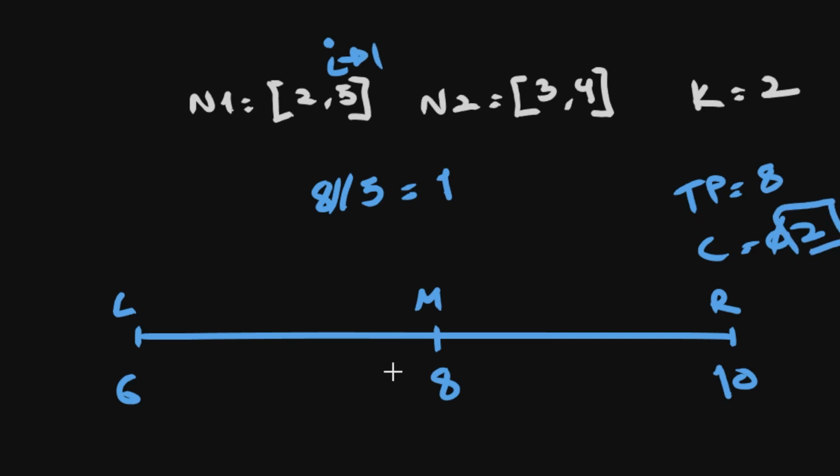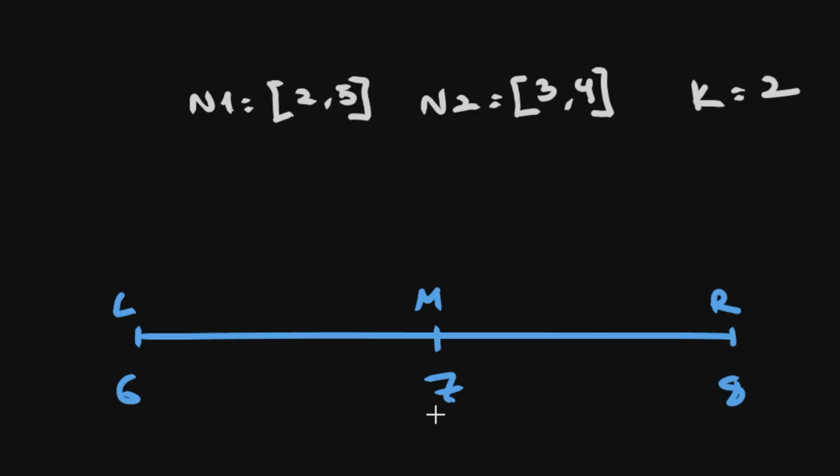This equals k, so we can move this to the left, meaning we move right. Now left is 6, mid is 7, right is 8. So finally the midpoint is here, so the target product is 7.